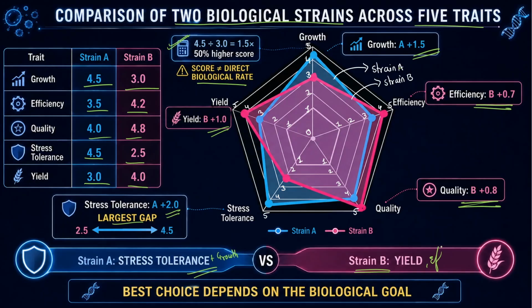Therefore, there is no single best strain for every purpose. If strong stress tolerance is our goal, strain A is the better choice. If higher yield is our goal, strain B is preferable. The correct final conclusion is that the best strain depends on the biological goal.